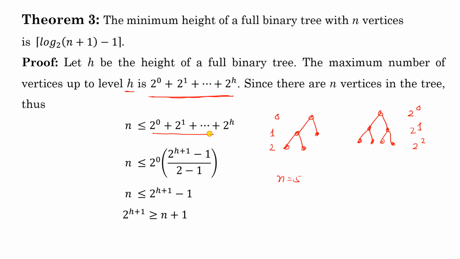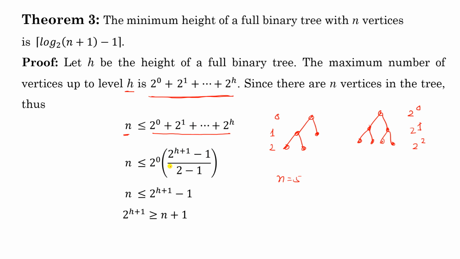So this expression is the maximum number of vertices up to level h, but n is the actual number of vertices in the tree. So we write n is less than or equal to this expression, and this is a geometric series. Look at this, here h plus 1 terms are there because we are starting with 0. That's why this is the sum of h plus 1 terms of a geometric series. Here the common ratio is 2. That's why it is (2 raised to power h plus 1 minus 1) by (2 minus 1). You know the formula of the sum of n terms of a geometric series. Here h plus 1 terms are there, so you can write the sum in this way.